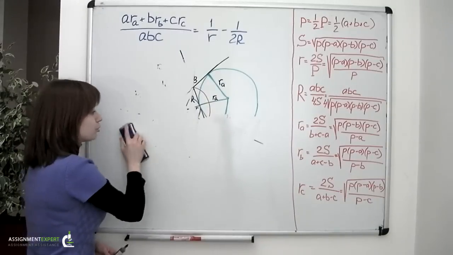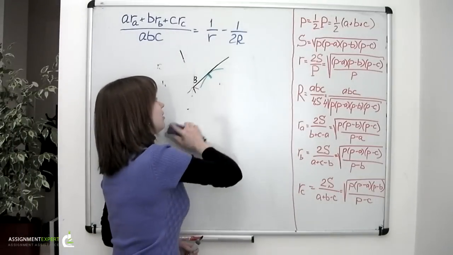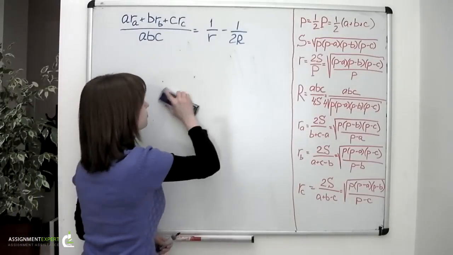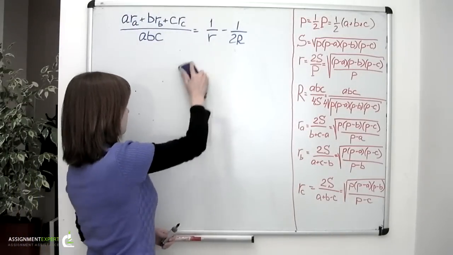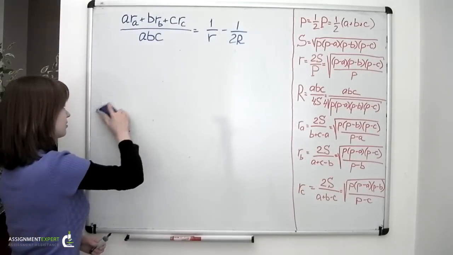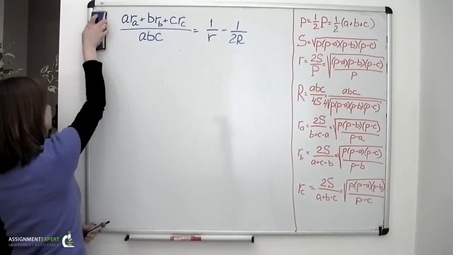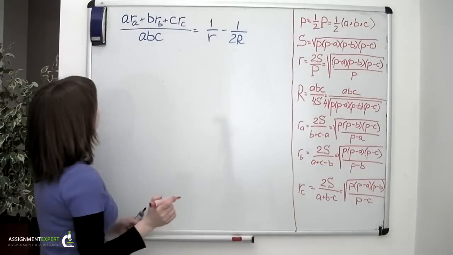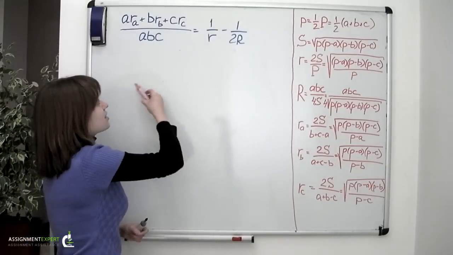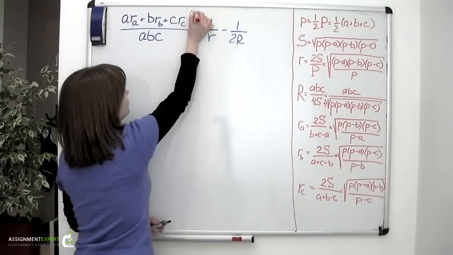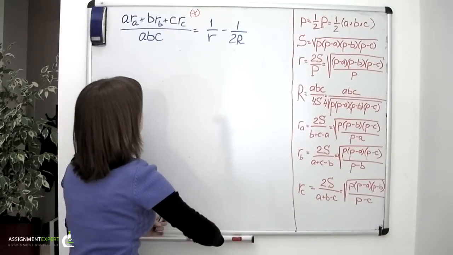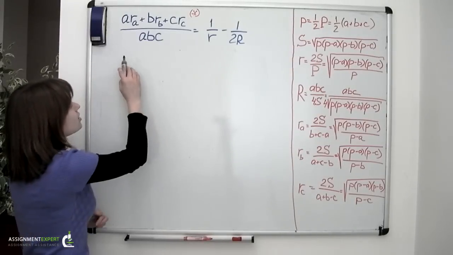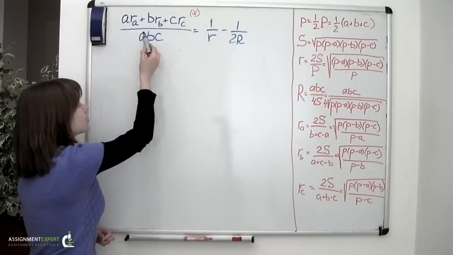I'll make myself some room and get started. I'll mark the left side of this identity with an asterisk so that we wouldn't have to rewrite it one more time, and then substitute the formulas for the exradii into this expression right here.